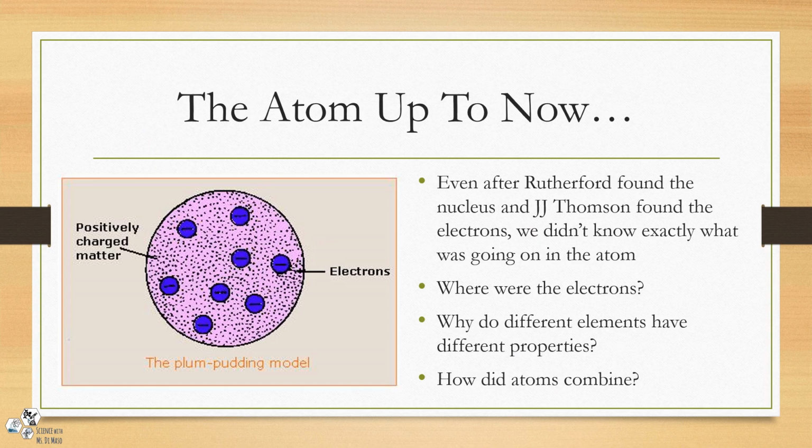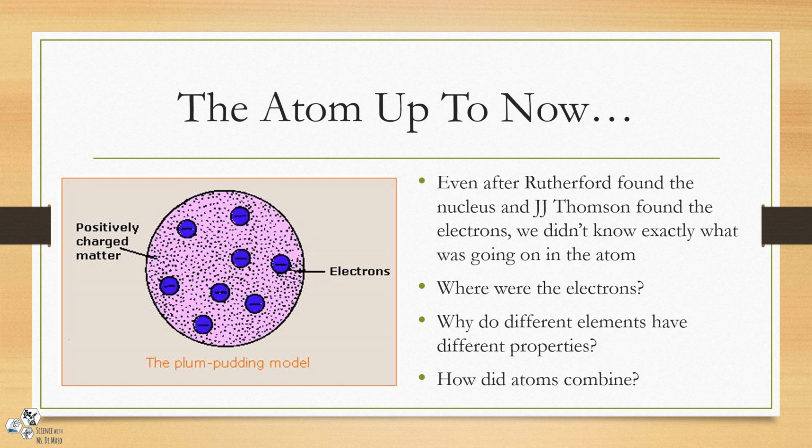So up to this point, remember, Rutherford had found the nucleus using the alpha particles hitting the gold foil sheet, and J.J. Thomson discovered electrons with his cathode ray tube. But we didn't know exactly how this was all fitting together.